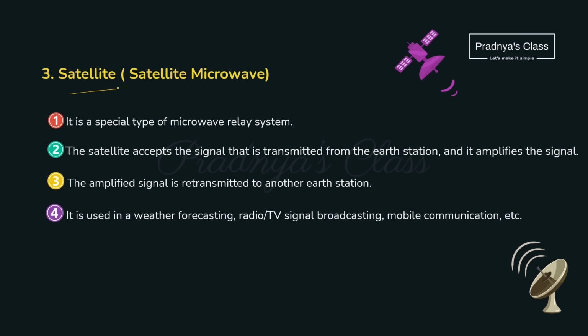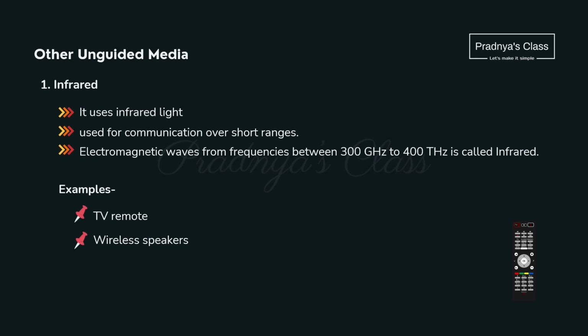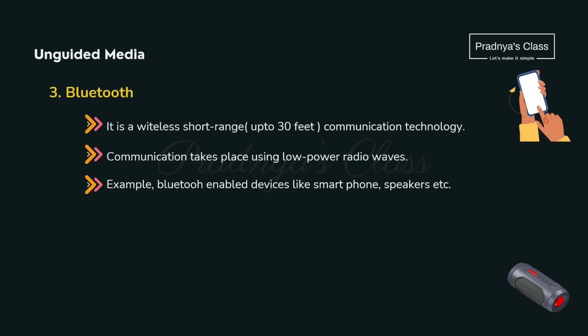The third unguided media is satellite. We use this for different purposes: weather forecasting, broadcasting and mobile communication. The satellite will be in space and it will take the signals from the earth station, amplify them and pass them to another station. There are some more unguided media: infrared, laser and Bluetooth.